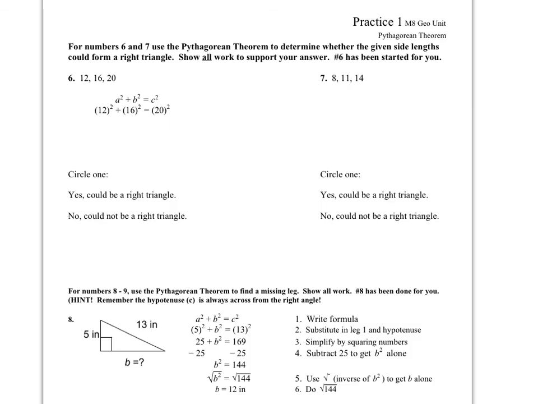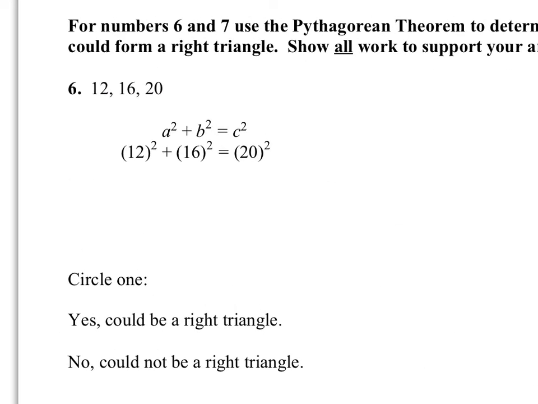Next, I'm going to use the Pythagorean theorem to see if 3 side lengths could form a right triangle. So I've started the first one for you. The first thing we did is we wrote down the formula, a squared plus b squared equals c squared. Then we substituted in our numbers. Remember, if it's going to be a right triangle, the longest side is going to be the hypotenuse. So that means 20 would be the hypotenuse if we have a right triangle.